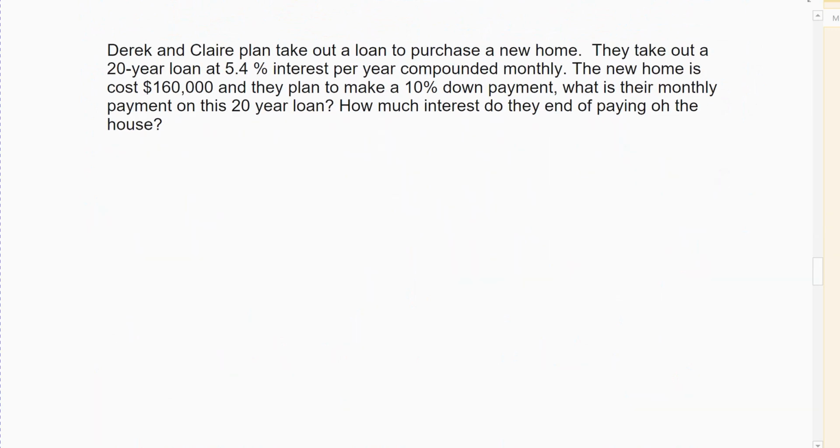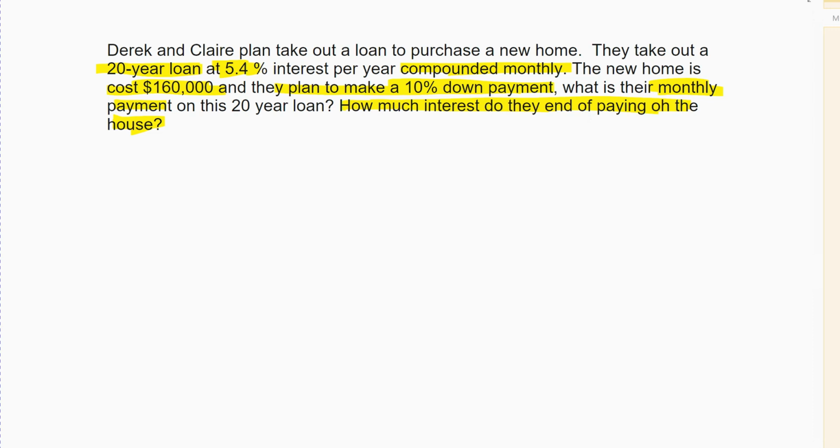All right, Derek and Claire plan to take out a loan. So we're doing a lot of loan cases on this page. To buy a new home, they plan to take out a 20-year loan at 5.4% compounded monthly for a new home that costs $160,000. They plan to make a 10% down payment, which is usually standard for houses. What is their monthly payment on this 20-year loan? So we're looking for their PMT, monthly payment. And then also interest, because a lot of times that's what we want to figure out. So this is sort of practicing that in this review set.